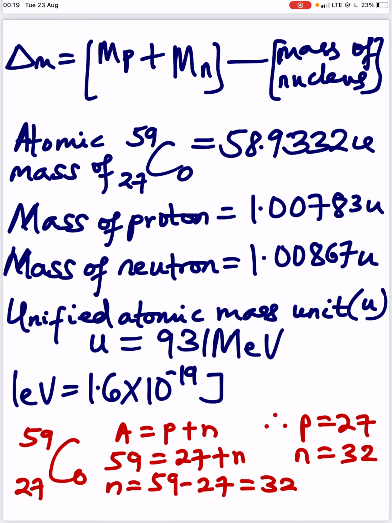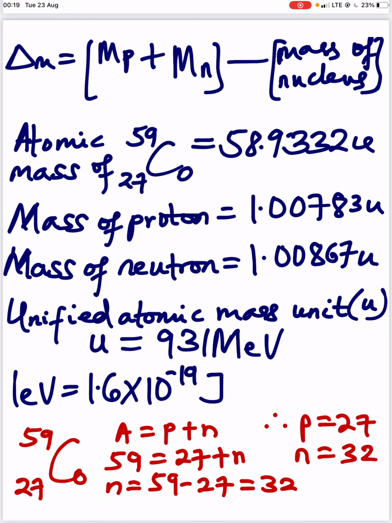The atomic mass of cobalt is given as 58.9332 U. The mass of a proton is 1.00783 U. The mass of a neutron is 1.00867 U. Now, U is the unified atomic mass unit, which is equivalent to 931 mega electron volts. 1 electron volt is 1.6 times 10 raised to the power minus 19 joules.